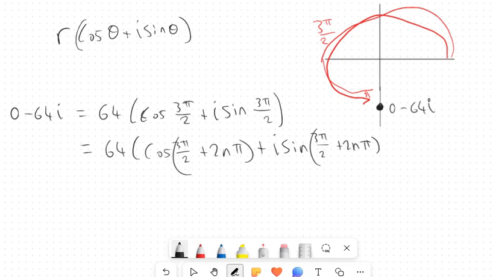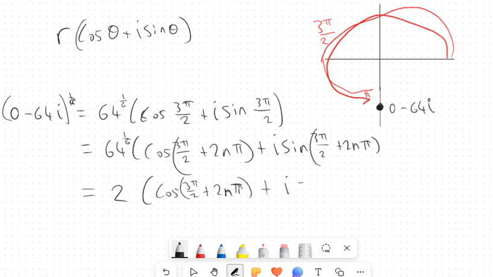And we'll carry on. We need to raise the 64 to the power of 1 over 6 as well, actually, because it's that to the power of 1 over 6. So we do that with the r as well, and that will just give us 2. So we get 2 cos 3 pi over 2 plus 2n pi plus i sine 3 pi over 2 plus 2n pi.